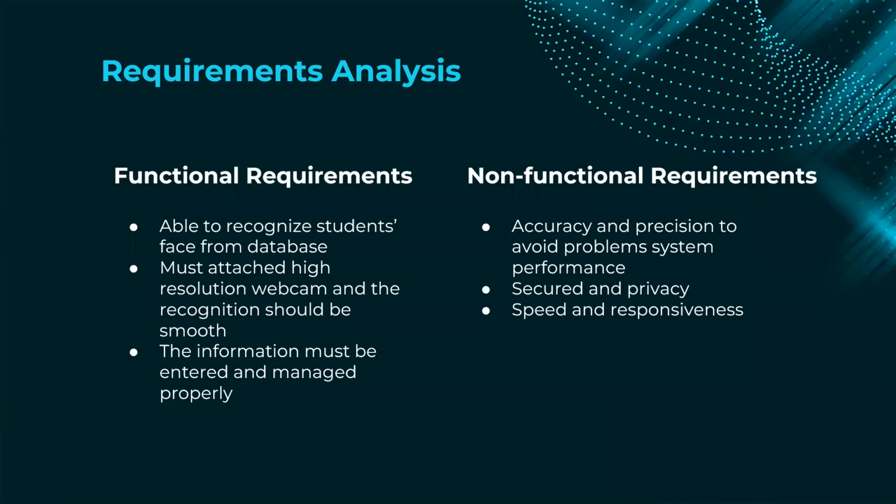After we have looked at the proposed solution, now let's come to the requirements analysis. The first one is functional requirements. What we want from the system is that it has to be able to recognize students' faces from the database. It also has to attach a high resolution webcam, and the recognition process should be smooth. Also, the system should be able to compute the number of students based on the detected faces. It also has to be able to train faces for recognition. The last one is that the information must be entered and managed properly.